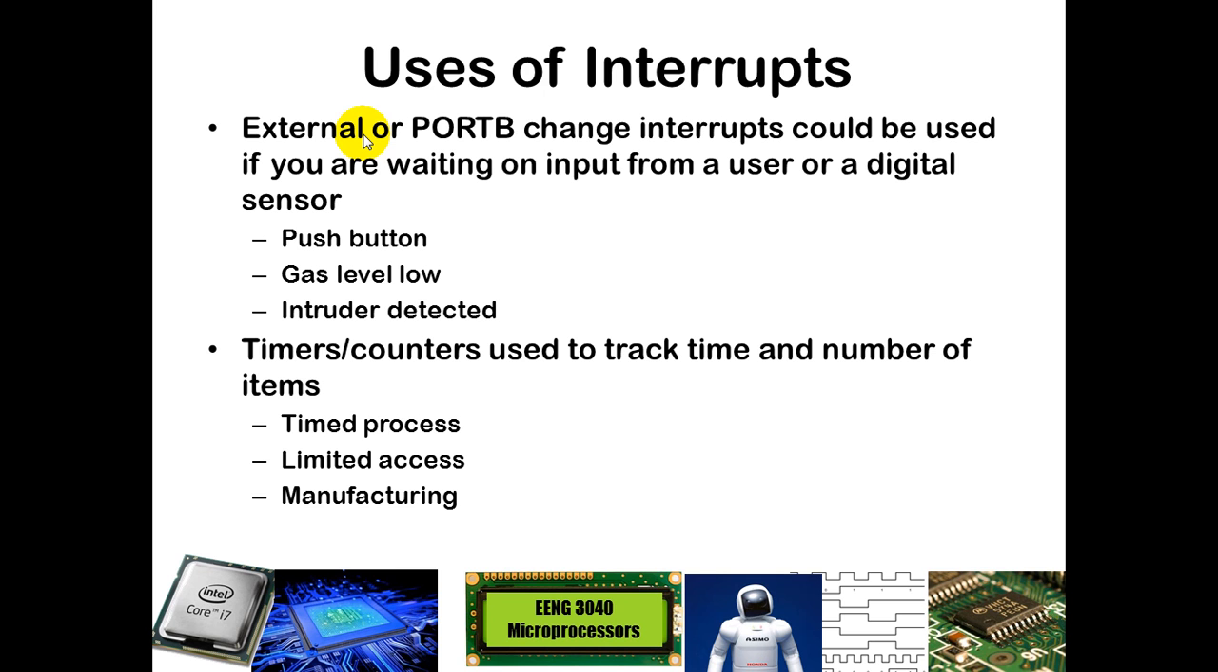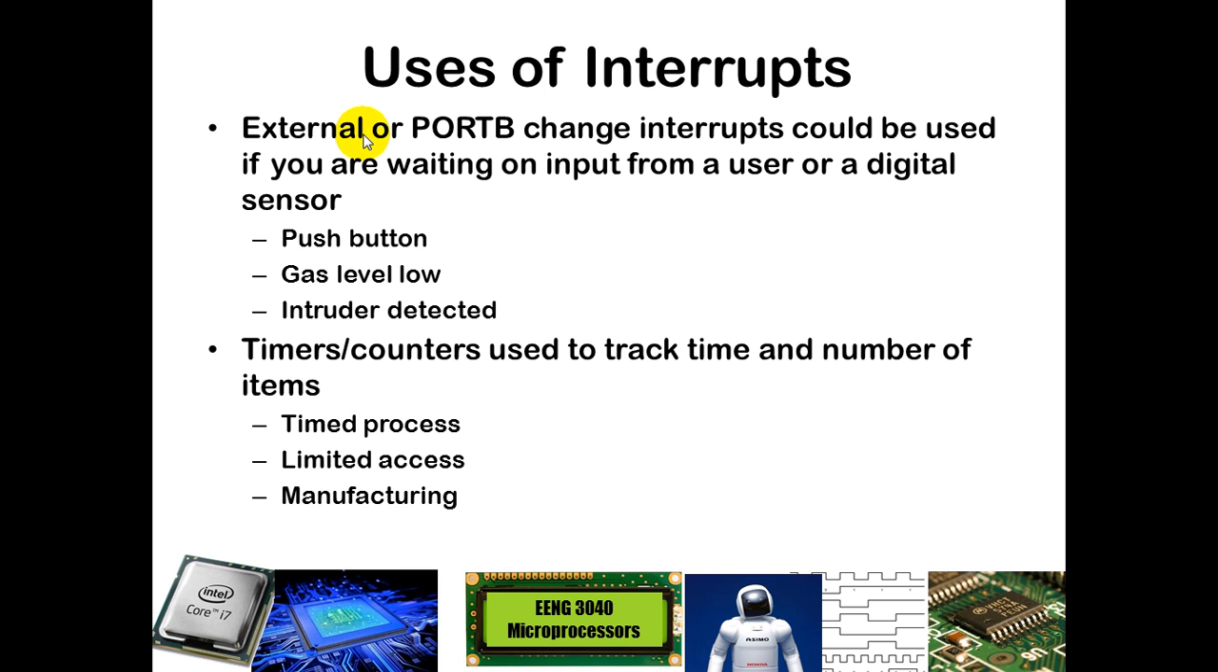You might also have an alarm system, and so if it detects an intruder, then you do have a change on the port relative to its neutral setting, and so you would want to handle that right away, set off your alarm or what have you. And then the timers can be used either to track a number of items that have happened, whether that be people walking into a room or button presses or what have you, but it could also count clock cycles, which allow you to keep track of time.